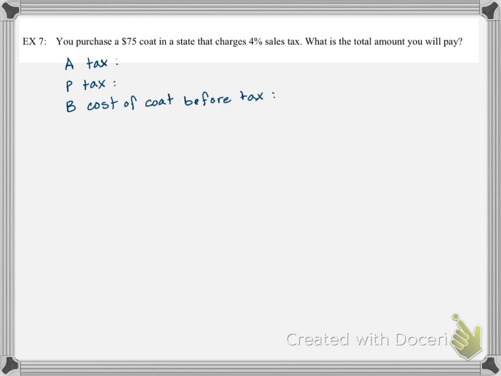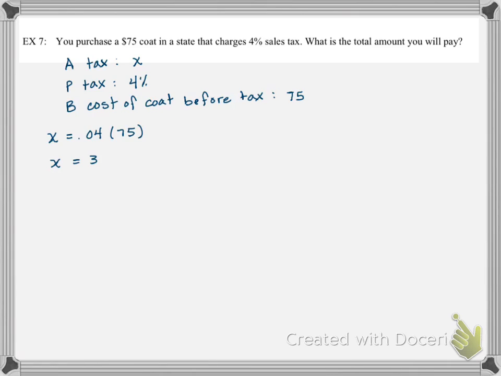Do we know the percent tax? It's 4%. Do we know the cost of the coat before the tax? Yep, 75, good. And do we know the amount of the tax? We don't, so that's our variable. So X equals 0.04 times 75, which gives me X equals 3.